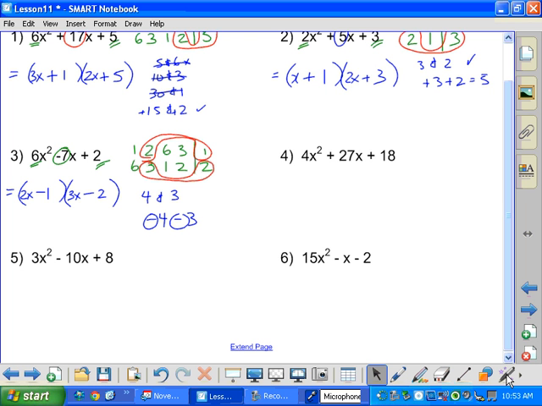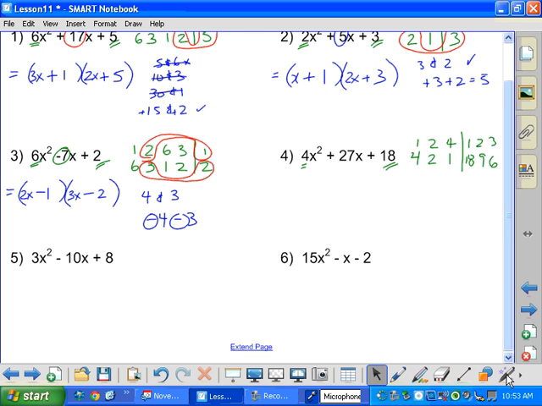And the last one here. So the 4. So I have 1 and 4, 2 and 2. So I'll flip it, 4 and 1. I don't have to flip the 2 and 2. It's going to be the exact same. 18, though, that's a bit more of a problem. 1 and 18, 2 and 9, 3 and 6, 4 and 5 don't work.